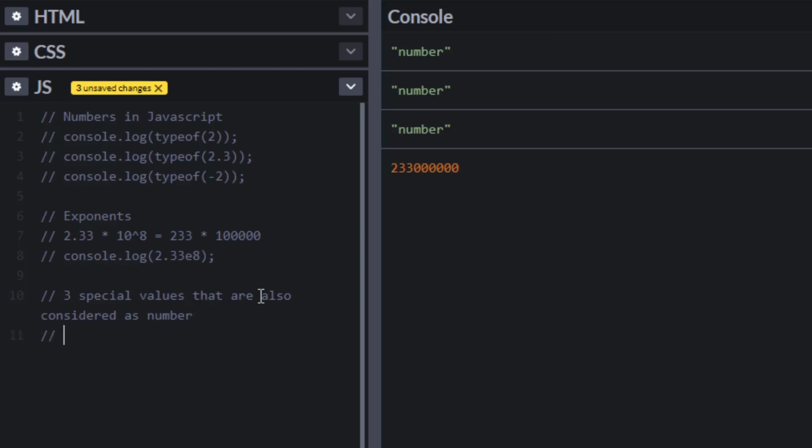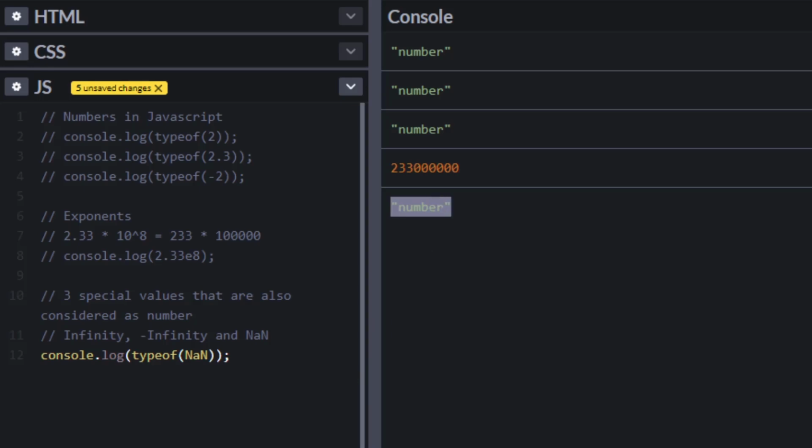These are Infinity, negative Infinity, and NaN, not a number. Let me show you. If I write typeof NaN, which means not a number, let's see what I get. Here you can see that the type of not a number is number.